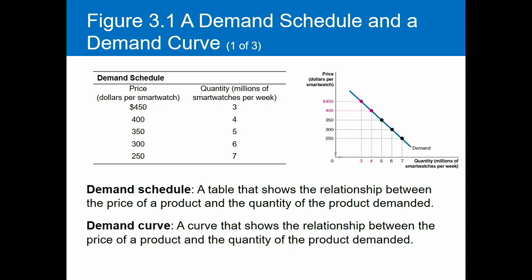Here we have a demand schedule and a demand curve. The demand schedule just lists the price of a good and then the quantity that will be bought at that price. So for smartwatches, if the price is $450 for a smartwatch, in this example, there'll be 3 million smartwatches that are demanded by people. As the price goes down from 400 to 350, you see the quantity go from 3 million to 4 million to 5 million. Again, as things get cheaper, more people are going to be willing to buy.